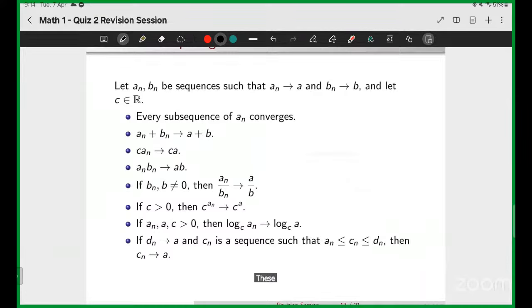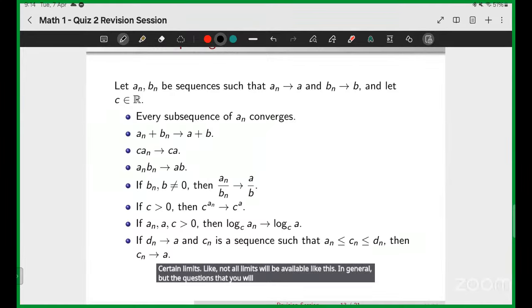These are certain rules that you can use to compute certain limits. Not all limits will be doable like this in general, but the questions that you will get will mostly be doable by this, and certain standard limits that the prof has given. You can go through that.